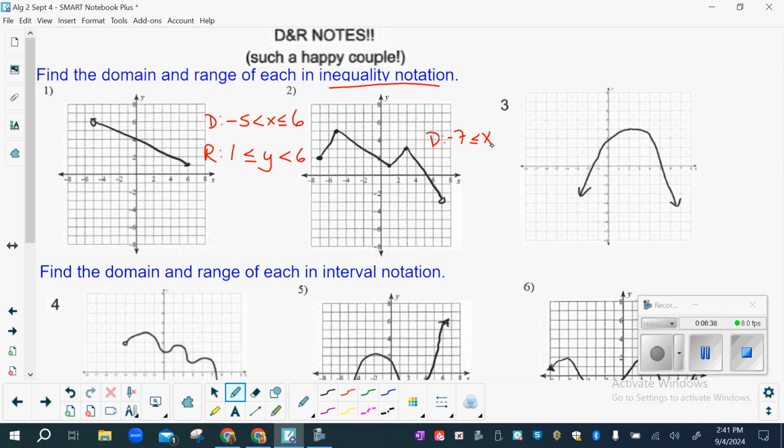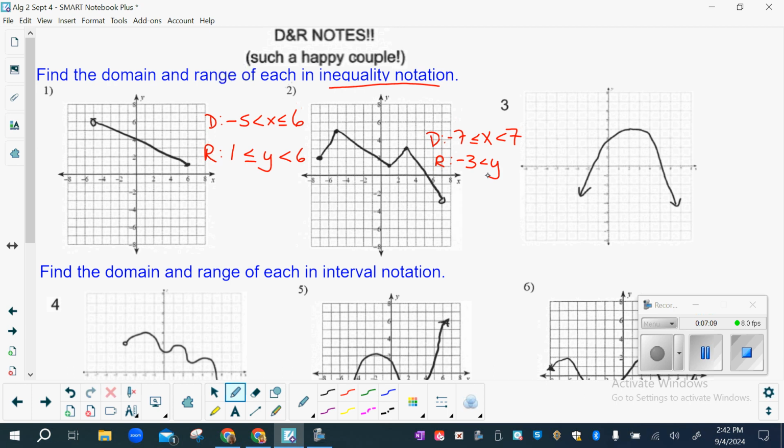Yes, this value right here, which is 7, because it is an open circle, it would be less than 7. Does that make sense? Yes. And then my range is in the y direction, up and down. So we're going to start with down first. What's my lowest y value? -3 right here. Open circle, so it does not include that value.